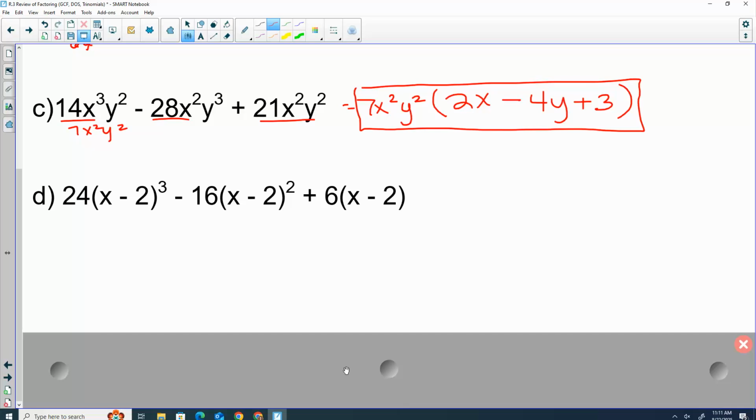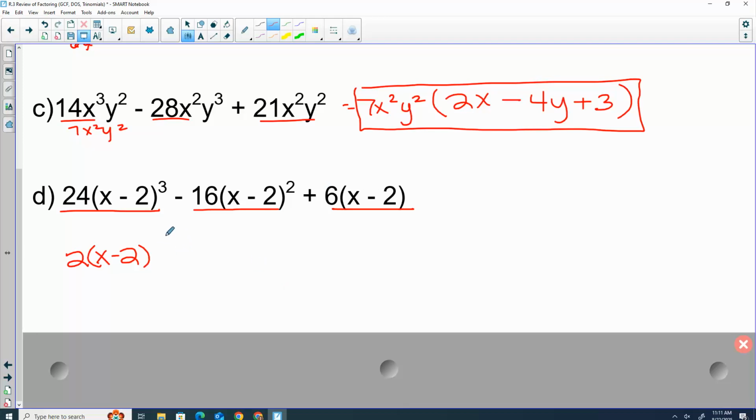When I look at this problem, how many terms do I have? 3. This is 1 term. This is a term, and this is a term. Okay, looking at your coefficients, 24, 16, and 6. What can you take out of all those? 2. Okay, what else can I take out? So we can only take out x minus 2 to the first.